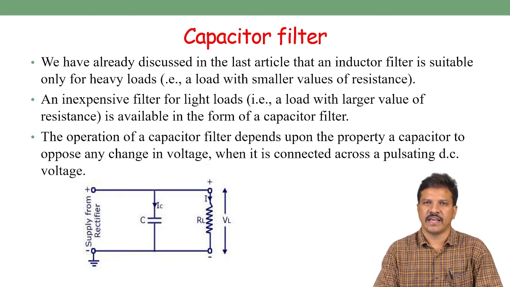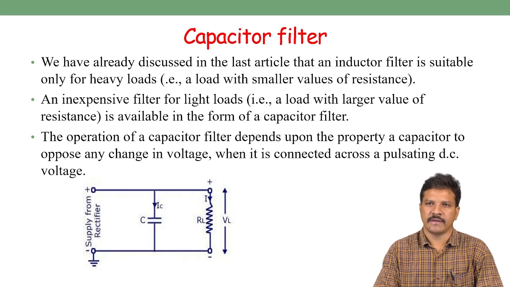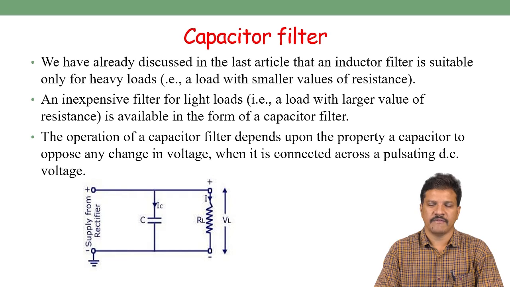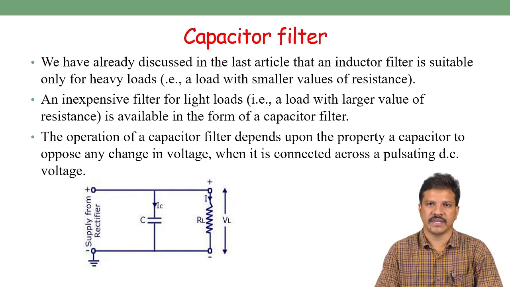The capacitor is just the opposite of the inductor filter. Before going to the operation of this capacitor filter, why do we choose it, when we already have an inductor filter? In the previous figure, the inductor filter is suitable only for heavy loads, that means a load with a smaller value of resistance. For light loads, an inexpensive filter is available in the form of the capacitor filter.